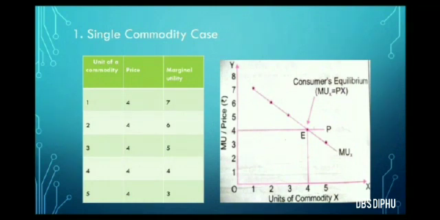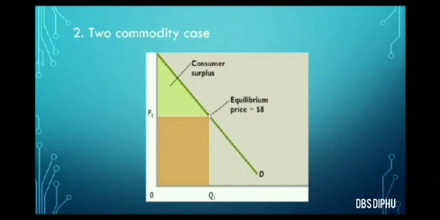Number 2 is the two commodity case. Suppose a consumer consumes only 2 goods, X and Y. He will attain equilibrium only if he allocates his given income on the purchase of goods X and Y in such a way that per rupee marginal utility of both the products is equal and he gets maximum total utility.